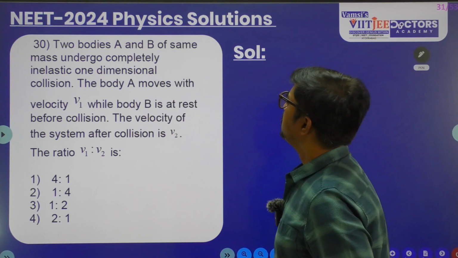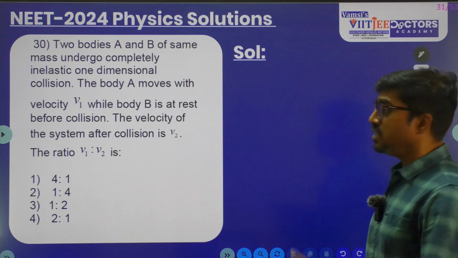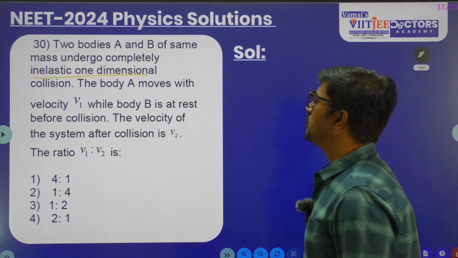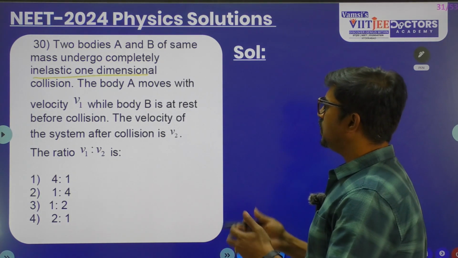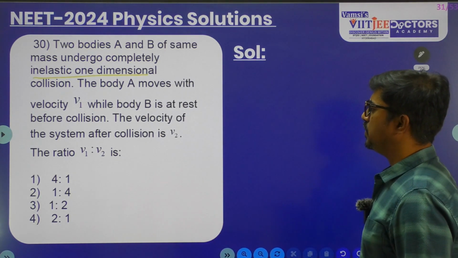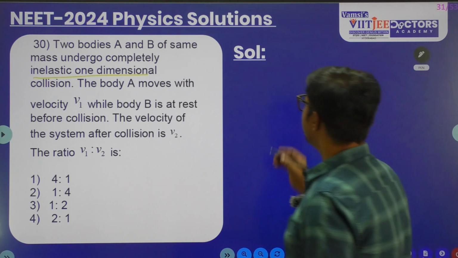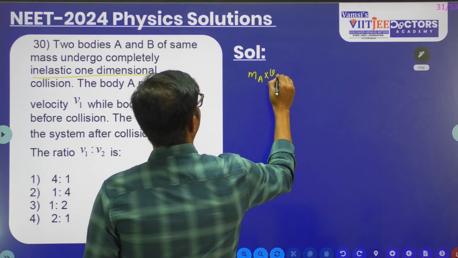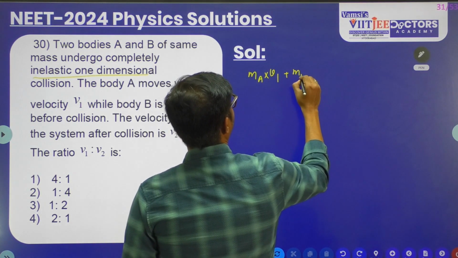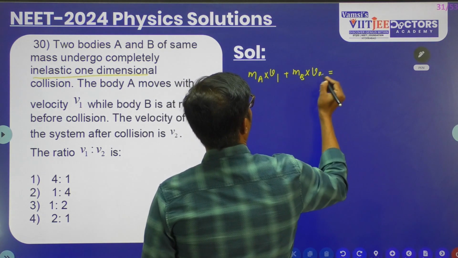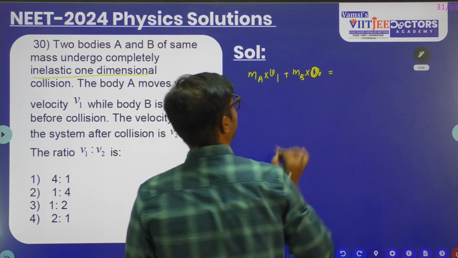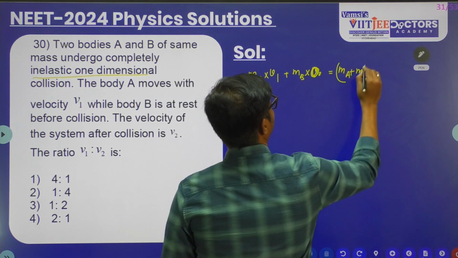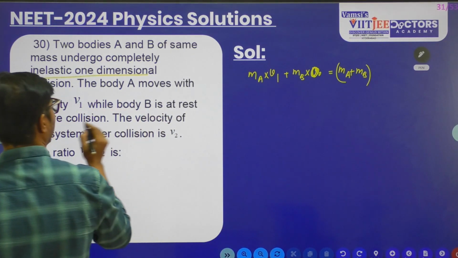Okay, next, two bodies A and B of same mass undergo completely inelastic collision. So one-dimensional inelastic collision, anyway, that's all right. After collision, they have to go in that direction only anyway. So one is at rest, other is moving. So A was moving with a velocity v1, but B was at rest. After the collision, both of them go together because it is a perfectly inelastic collision.